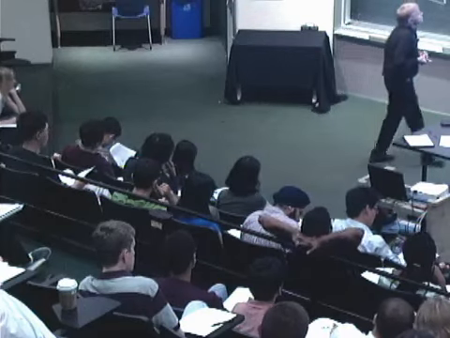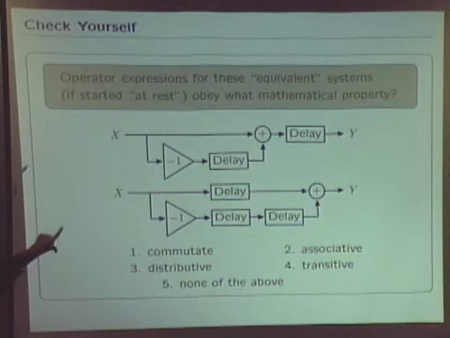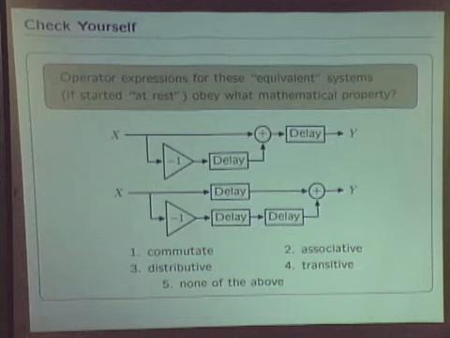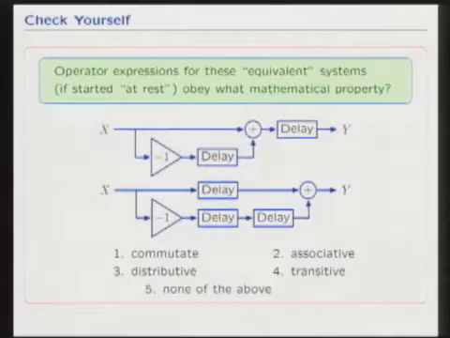Okay, so think about these systems. They are equivalent. You can try to convince yourself they're equivalent by thinking about operations on block diagrams. But what I'd like you to think about is they are a statement of what property of polynomials. The equivalence of those 2 systems is a statement about what property of polynomials? Is it the commutative property, the associative property, the distributive property, the transitive property, or none of the above?